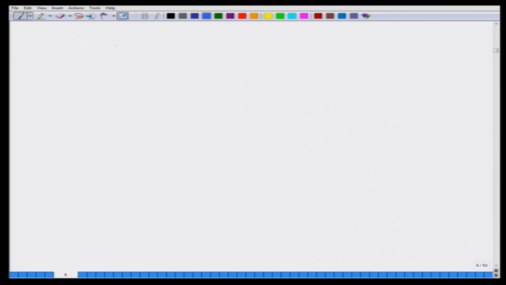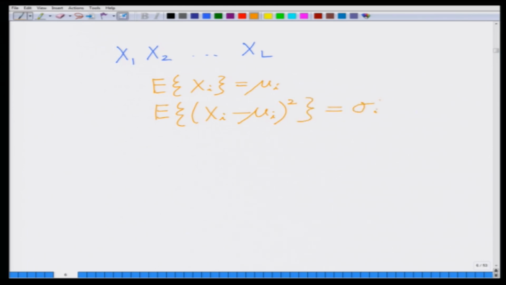If I have L Gaussian random variables x1, x2, ..., xL, with expected value of xi equals mu i, that is, the mean of the Gaussian random variable i is mu i, the variance of the Gaussian random variable i is sigma i square, that is expected value of (xi minus mu i) square.